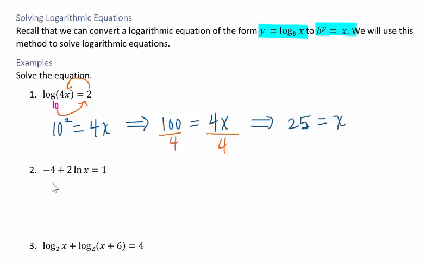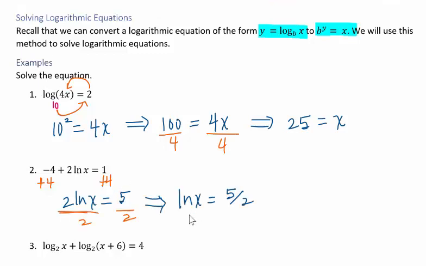In this next example, negative 4 plus 2 times natural log of x is equal to 1. So isolate the logarithm, and the first thing that we'll do is add 4 to each side. We have 2 times natural log of x is equal to 5, and then divide both sides by 2, and we find that natural log of x is equal to 5 halves.